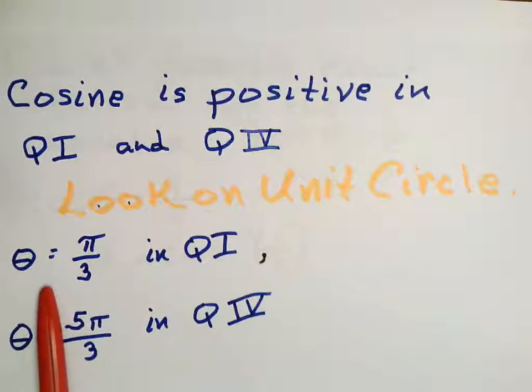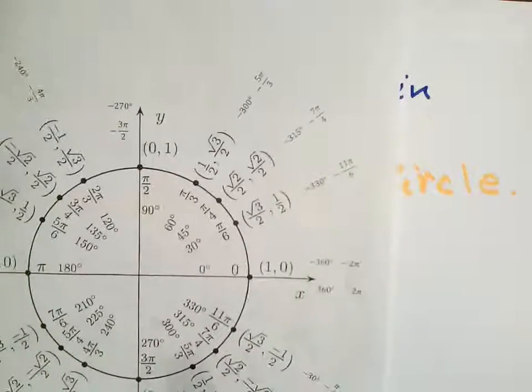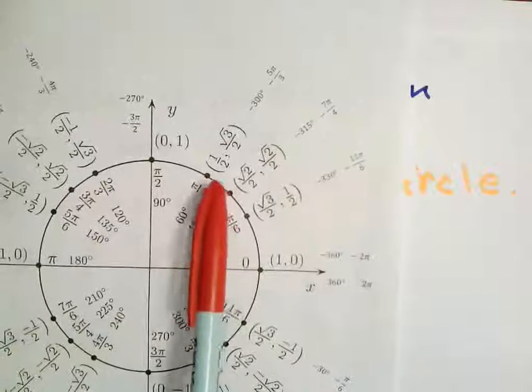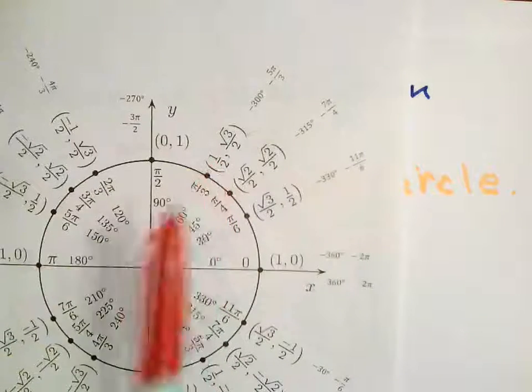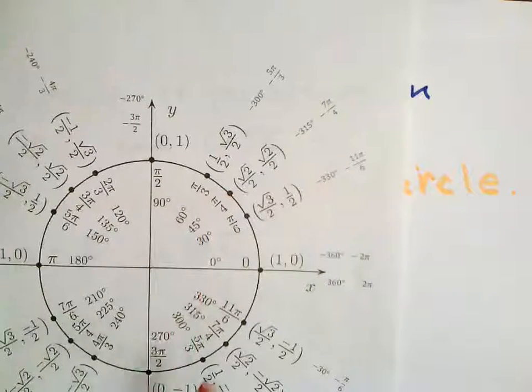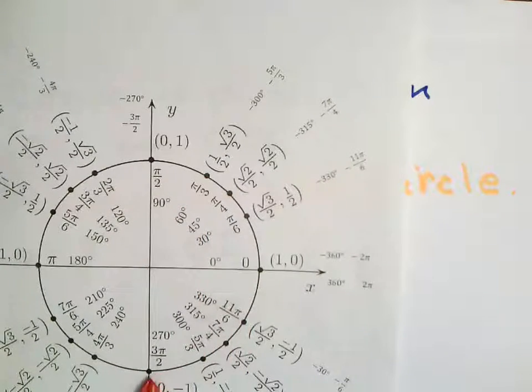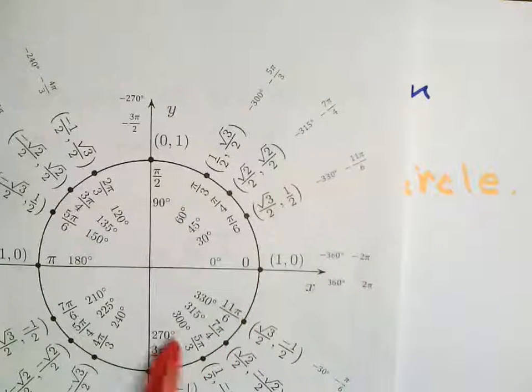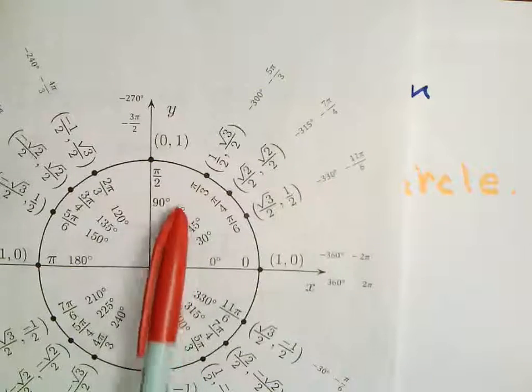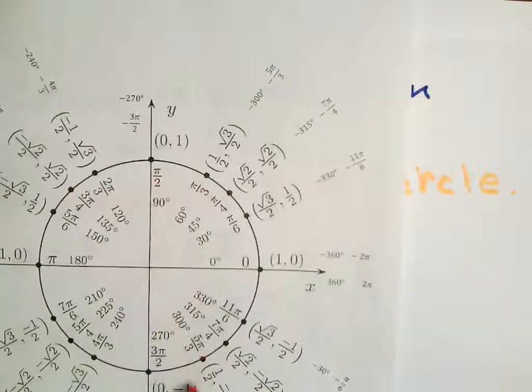So we're going to look on a unit circle. We're going to look at quadrant 1. Quadrant 1, the cosine, remember, it's the x-coordinate. And the x-coordinate here, that's a positive 1/2, is pi over 3. Then in the fourth quadrant, looking for a cosine where the cosine is a positive 1/2, it's right here, 5 pi over 3. So in quadrant 1, we have theta being pi over 3. In quadrant 4, we have theta being 5 pi over 3.